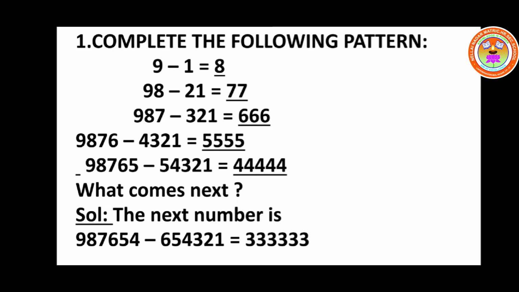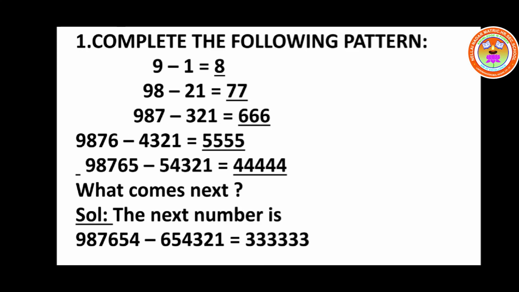Like that, see the next one, 9876 minus 4321. So your final answer is 5555. Like that, next sum, 98,765 minus 54,321. So your answer is 44,444. So now the thing is over.